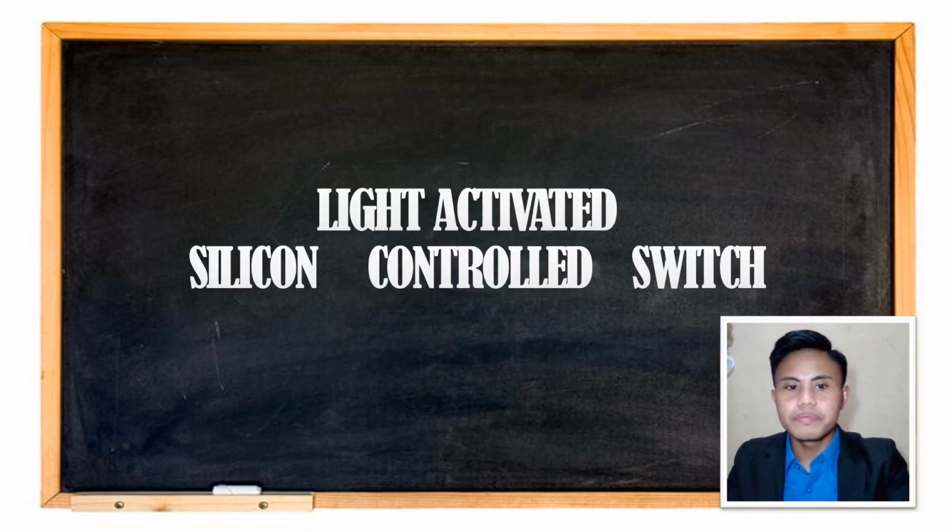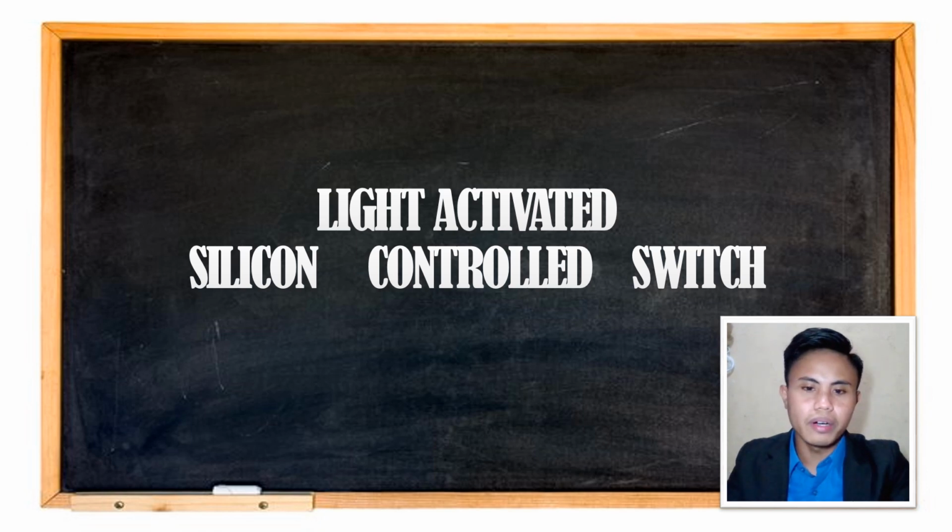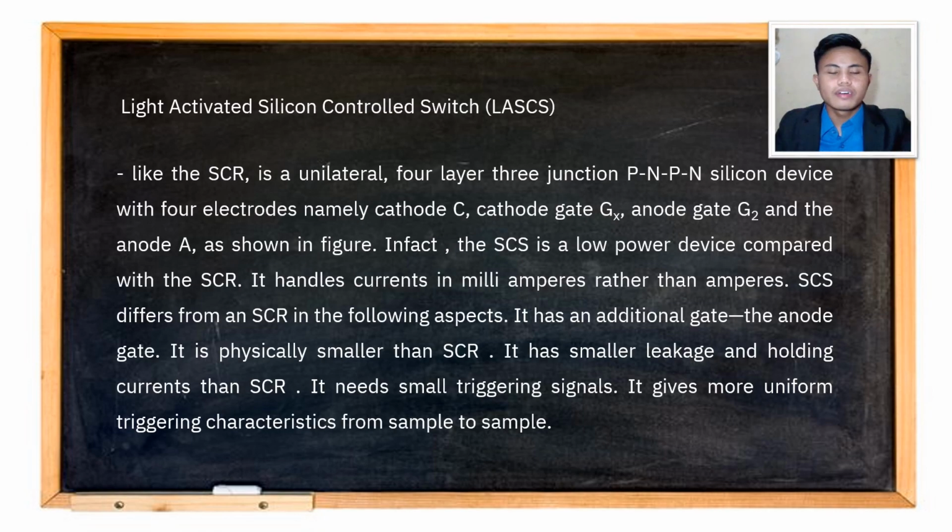Good day, everyone. Our topic for today is all about the light activated silicon controlled switch, or LASCS. The light activated silicon controlled switch, like the SCR, is a unilateral 4-layer 3-junction PNPN silicon device with 4 electrodes, namely cathode C, cathode gate G1, anode gate G2, and the anode A.